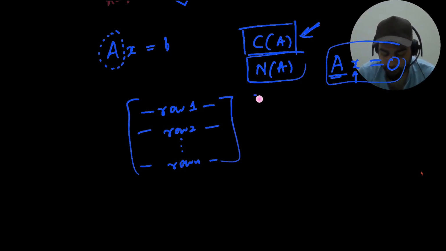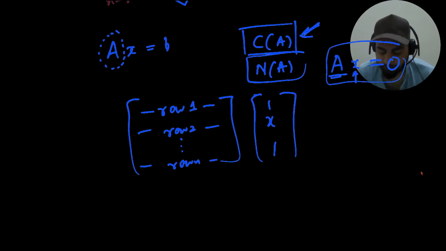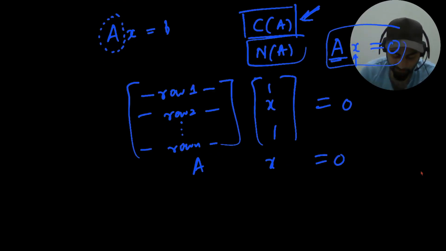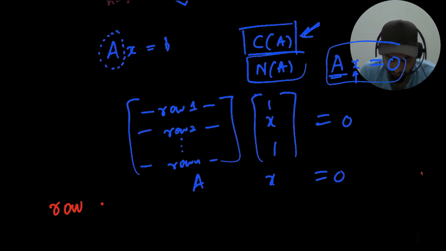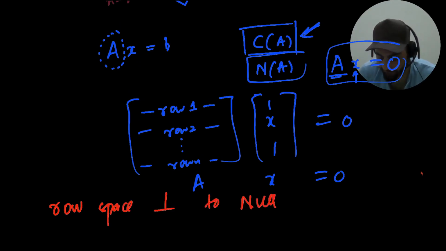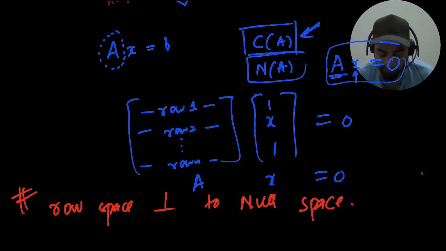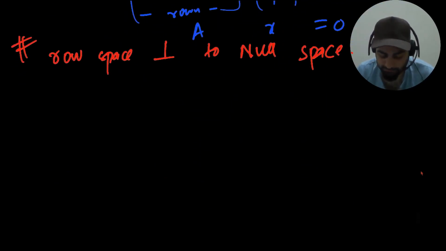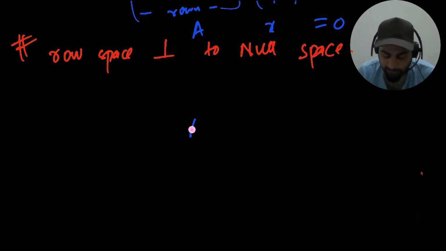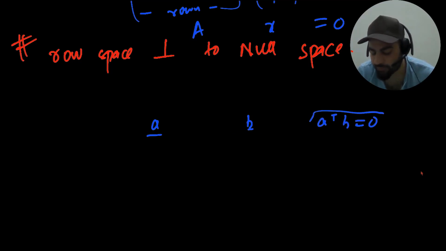Then we have some x, and this is equal to 0. So Ax is equal to 0. What I am claiming is that the row space is orthogonal to the null space. So this is my claim. Now I want to show you that these two things are perpendicular to each other. You know that if I have a vector A and another vector B, in order for these two to be orthogonal, A transpose B should be equal to 0. This is what I have to show.